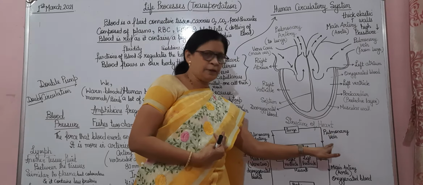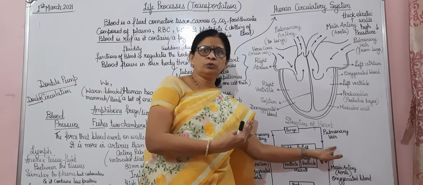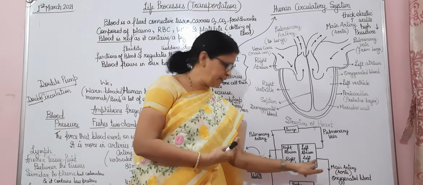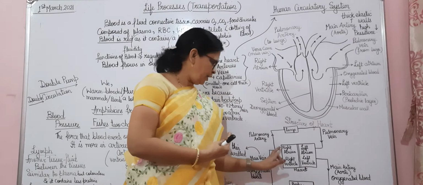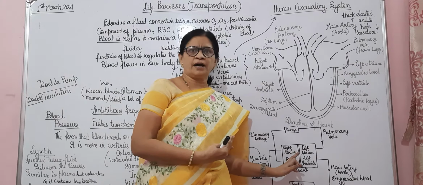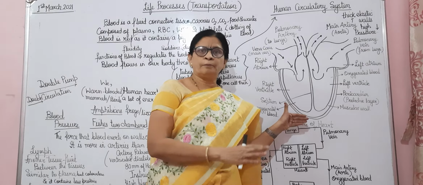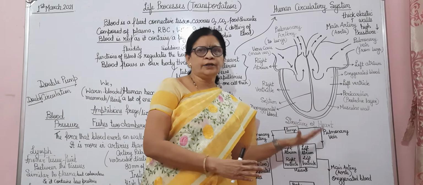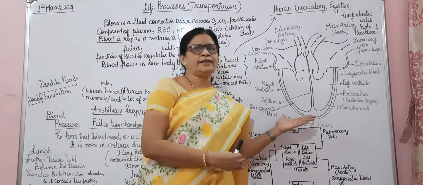From the pulmonary vein, the blood is coming into the heart. From the heart it is going to the body parts. From the body parts again it is coming into the heart, and then from the heart it is again going into the lungs. So this is how the blood flows from the heart to the body parts, and from the body parts again to the heart, and then to the lungs.